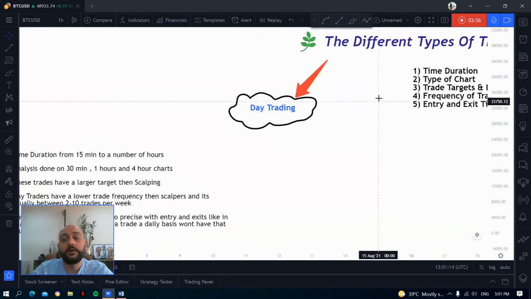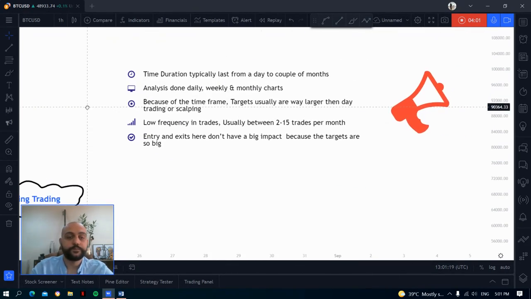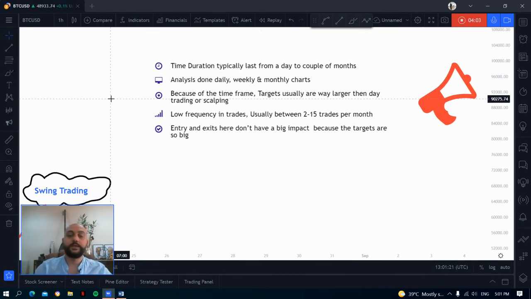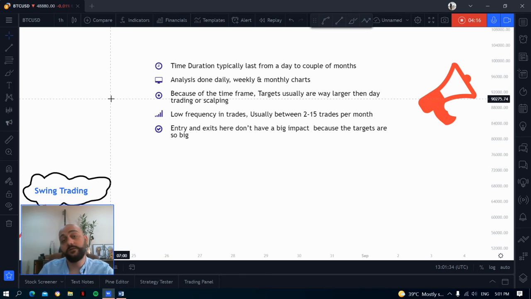Now, let's talk about swing traders. So, swing traders is on a larger scale, okay? It usually refers to when people trade between a couple of days, could be weeks, it could be months. So, time duration typically lasts from a day to a couple of months. Analysis here is done usually on daily, weekly, and monthly charts. Remember that.